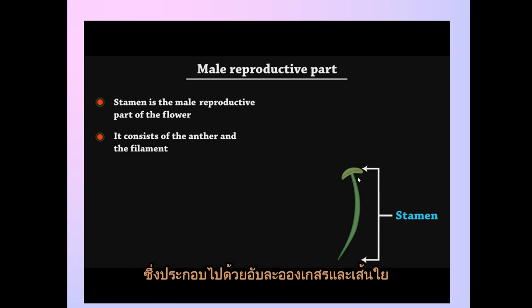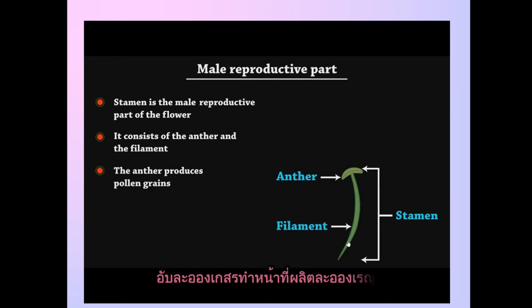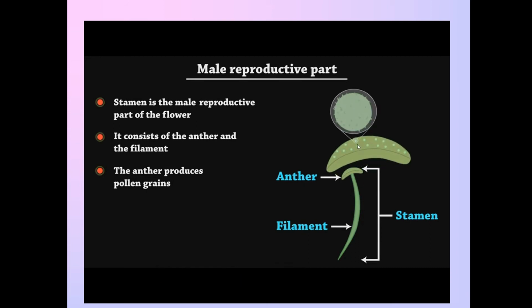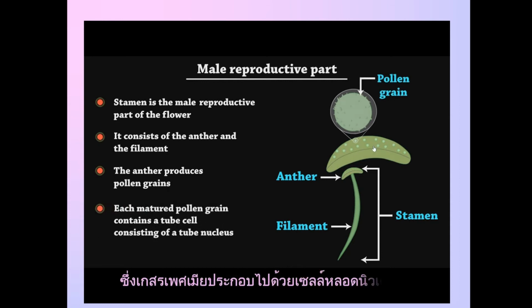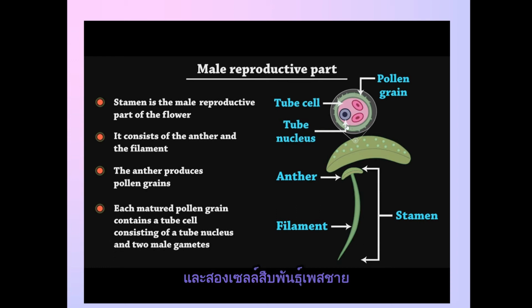It consists of the anther and the filament. The anther produces pollen grains. Each matured pollen grain contains a tube cell consisting of a tube nucleus, and two male gametes.